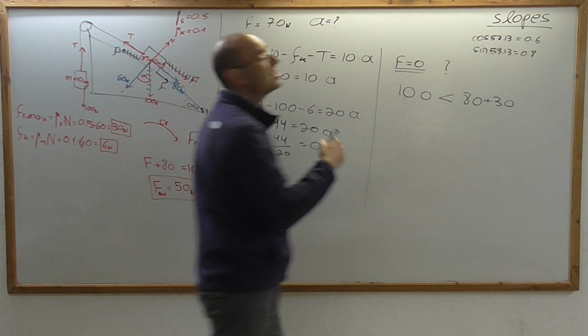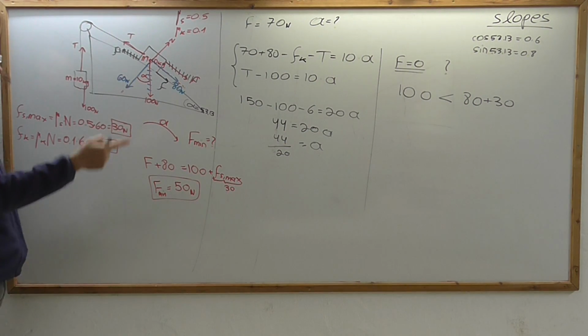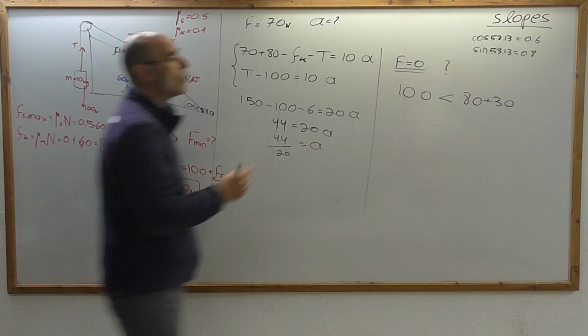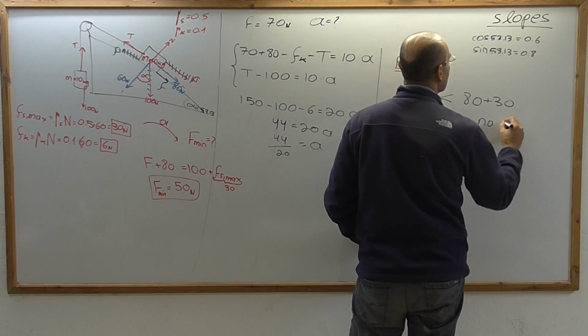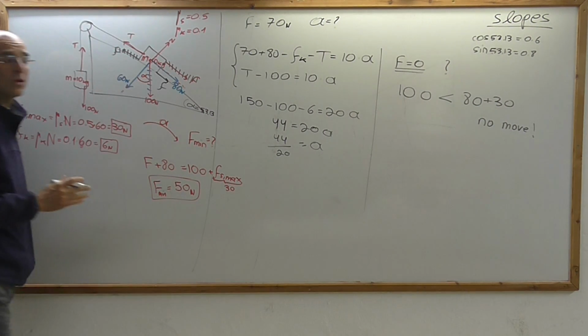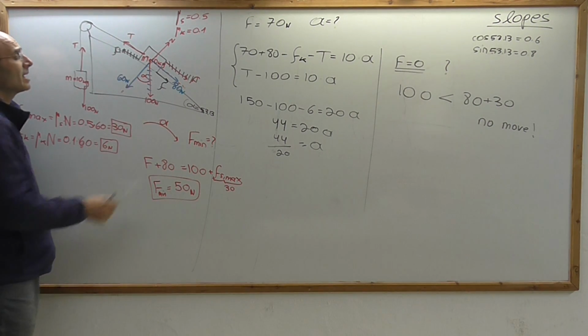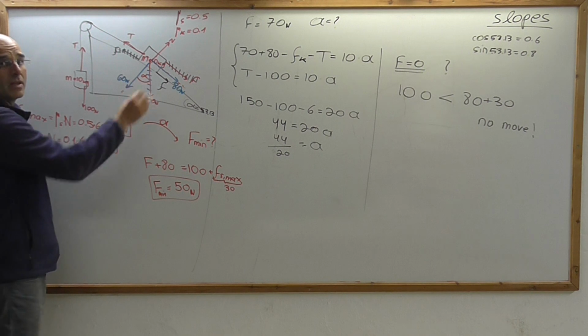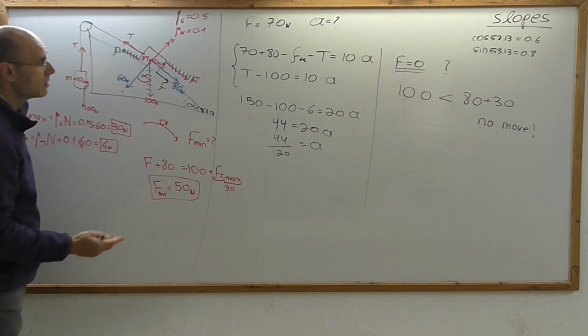Now 100 is less than 80 plus 30. So this system won't move. It will not move. And if it will not move, what can I ask? I can ask you what the friction will be. I'll show you two ways to calculate it.